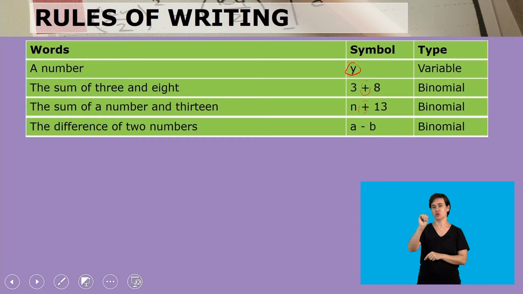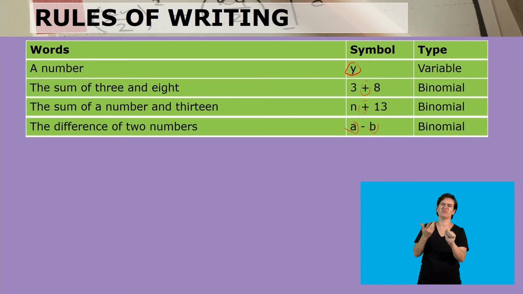The difference of two numbers, we don't know the numbers, so we're going to use variables for each of the numbers, and it can't be the same variable because it's two different numbers. And then the difference is the subtraction sign between them.